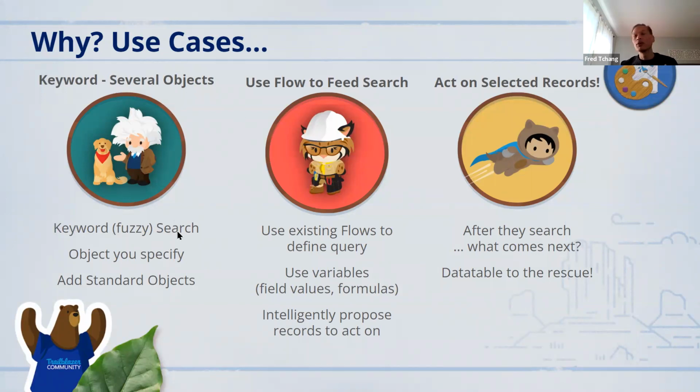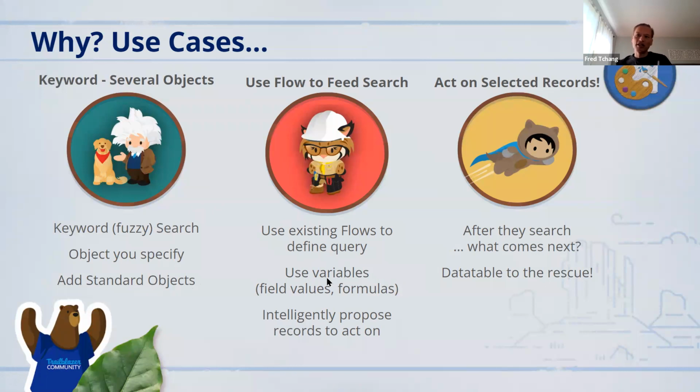So certainly keyword searches, right? So you want to do some sort of fuzzy search. This one has you specify an object. Okay, so this is the main object I'm going to be searching on. But you can add standard objects too. You can add other like account, contact, other standard objects. Okay.